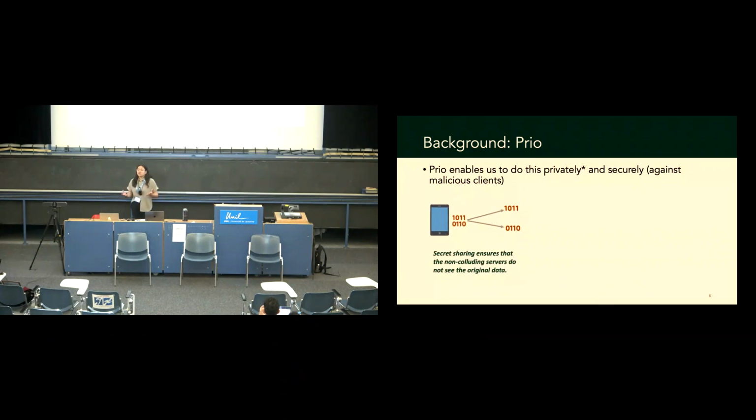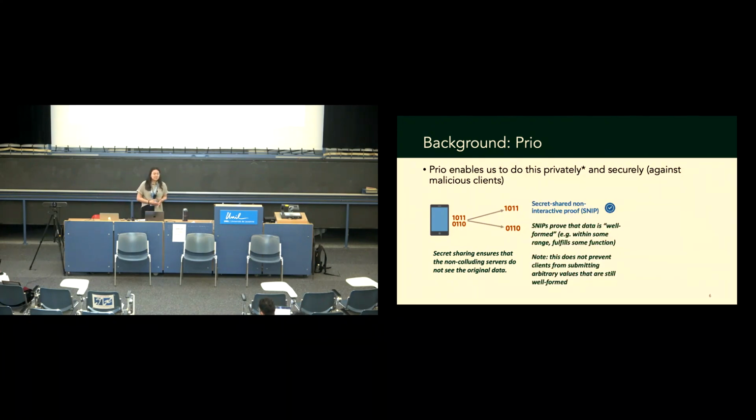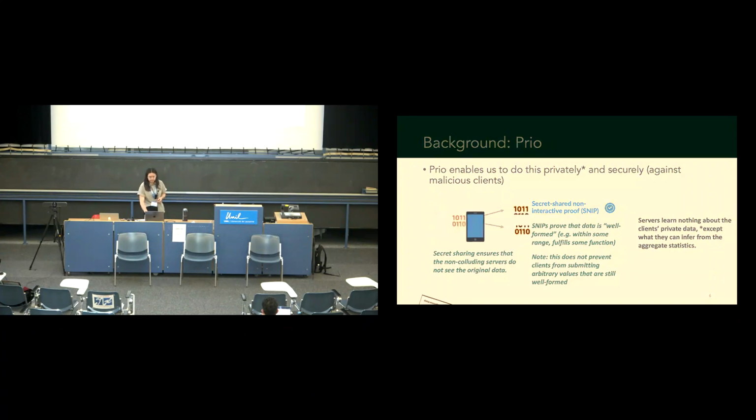So essentially, the secret sharing ensures that the individual non-colluding servers don't see the original data, while these SNIPs prove that the data is well-formed. So this is usually something like a range proof. And this doesn't prevent clients from submitting arbitrary values that are still within this definition of being well-formed. And the reason why I have this asterisk here on this privacy property is because the servers ultimately learn nothing about the client's private data except for what they can learn from these aggregate statistics.